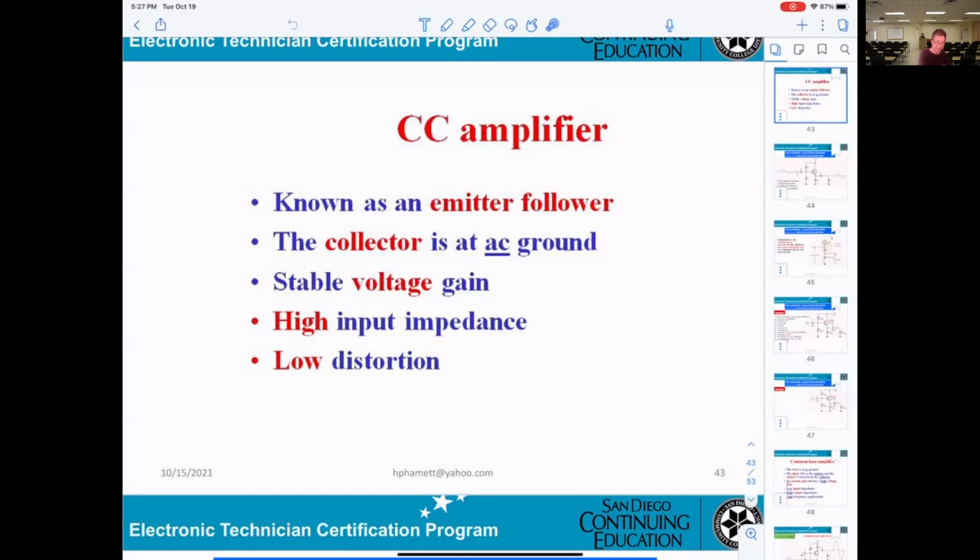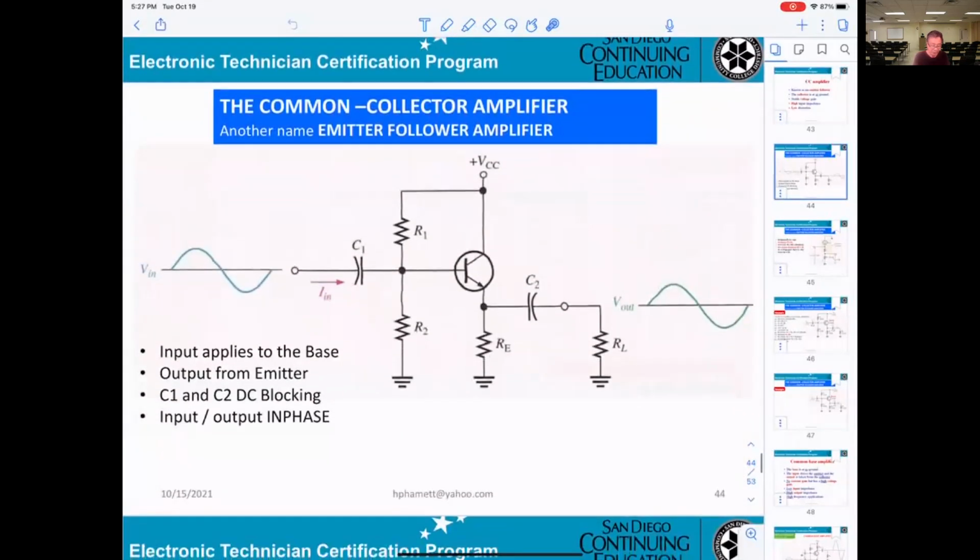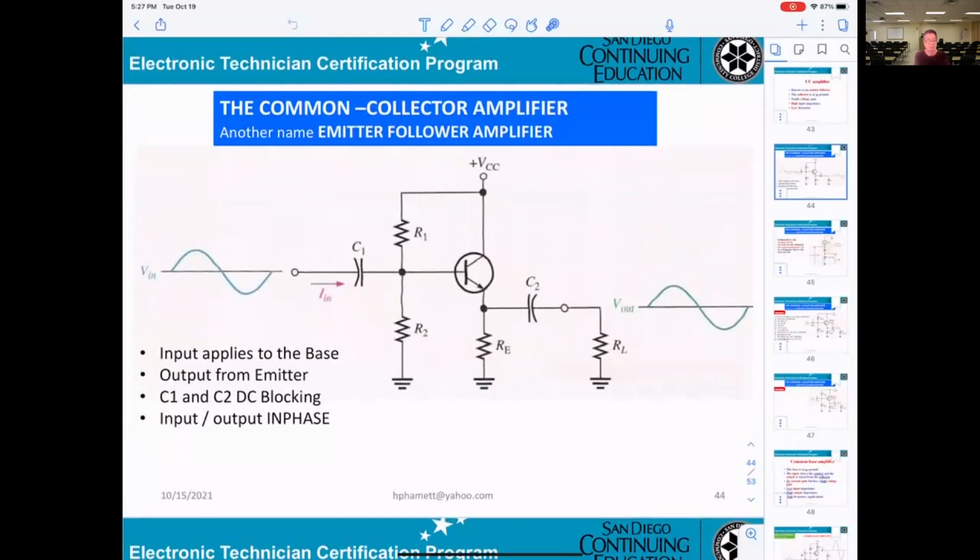The collector is at AC ground. That's what we already told you. There will be a stable voltage gain, and a very important thing is that it has a high input impedance. And low distortion, that means less noise. So when you're looking at the schematic, you know this is a common collector.